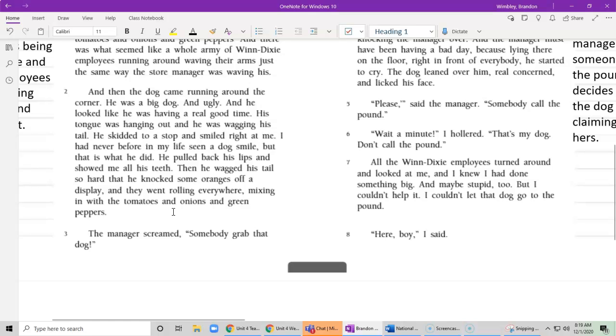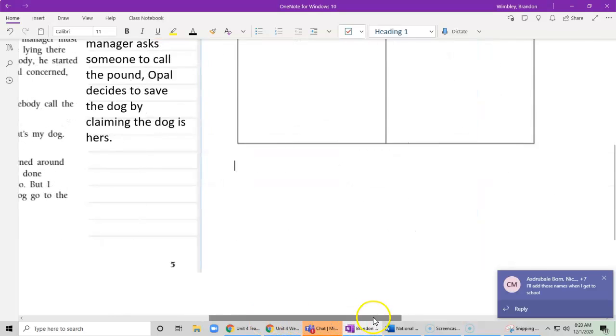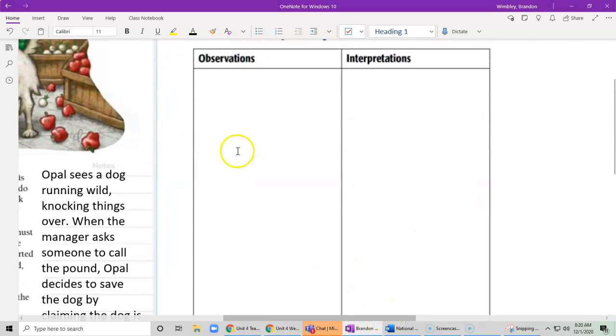And then the dog came running around the corner. He was a big dog and ugly. Now, notice that first sentence describes the dog running around the corner. That's an action. It's not a feeling or opinion. So I'm going to write that under observations, since it's something that isn't her thoughts, isn't her emotions, but something that we can all look and say, yeah, that's what the dog is doing. If we were all there, we'd say, yeah, that's what's happening.